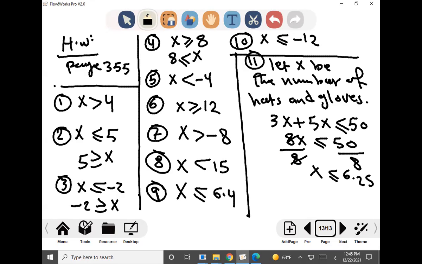Now 6.25 means 6 and a quarter, right? You cannot say I want 6 hats and half of a hat or a quarter of a hat. So you need to say I can buy 6 hats and 6 gloves, since X represents the hats and X represents the gloves. But after she buys 6, how much do the 6 hats and gloves cost? For the hats, 6 by 3, 18. And for the gloves, 6 by 5, 30. And 18 plus 30 is 48. Subtracted from the 50, she has 2 dollars left.